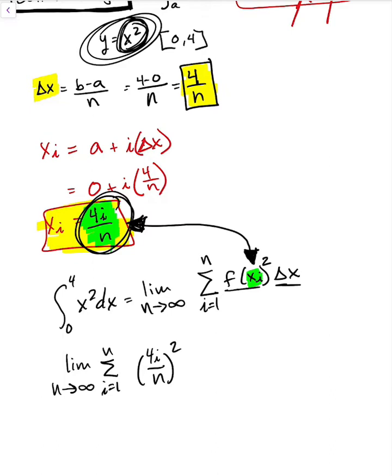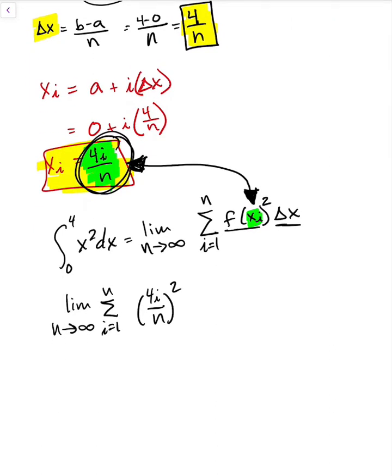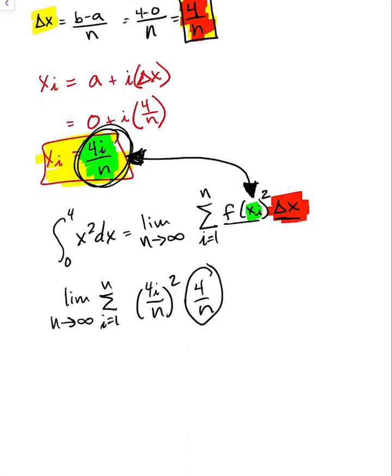Alright, and the next thing is I want to replace delta x. What did I find for the value of delta x? It's 4 over n, right? So all of this is times 4 over n. Okay, well, I can now start working this out and simplifying. As I simplify this, I notice here that I have a term that I could use as a coefficient. So we can start simplifying this now.